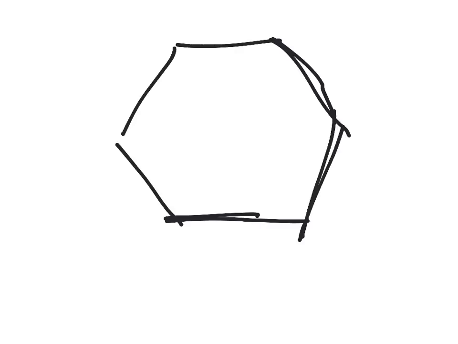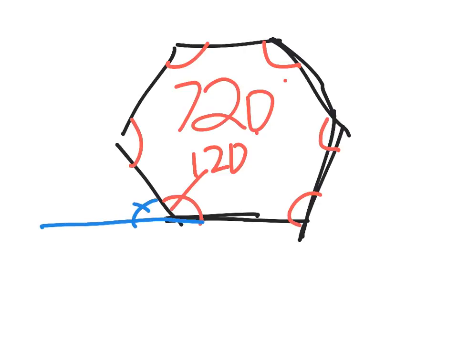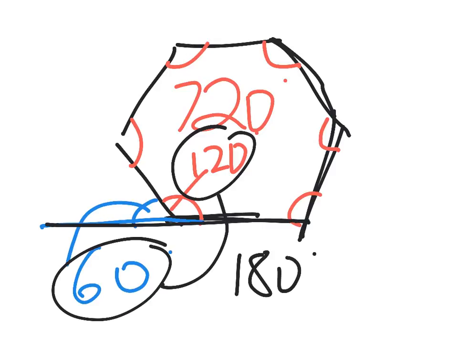So the interior angles would all be 120 degrees, and the sum of them would be 720 degrees. And an exterior angle of this regular polygon would be 60 degrees. Which means if you add an exterior angle and an interior angle, the sum has to be 180 degrees because it's on a straight line. And that is the century theorem and regular polygons.